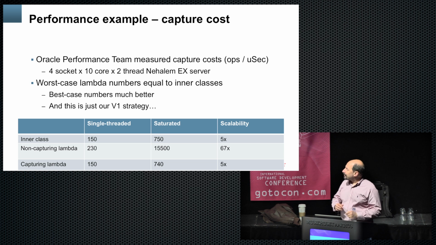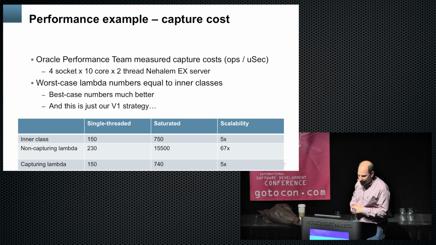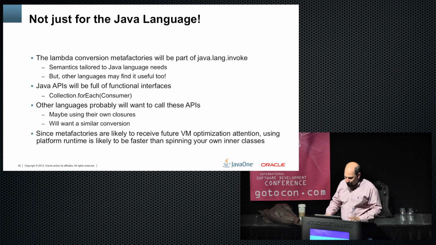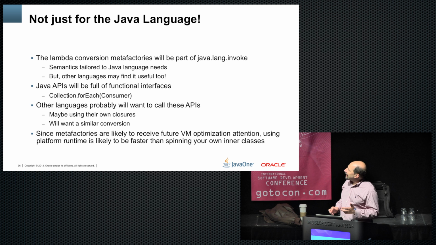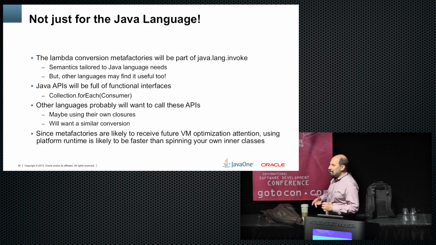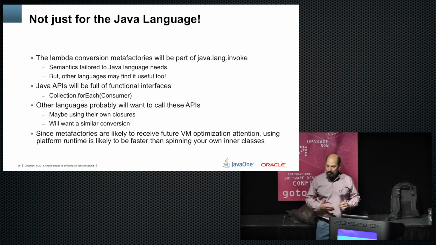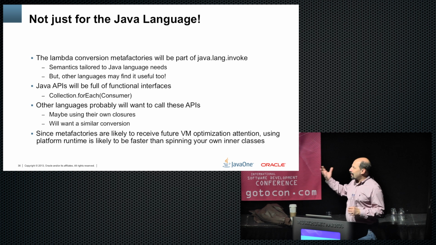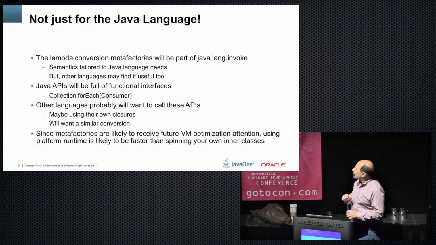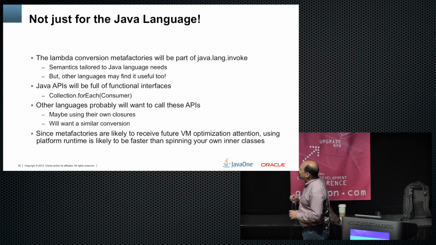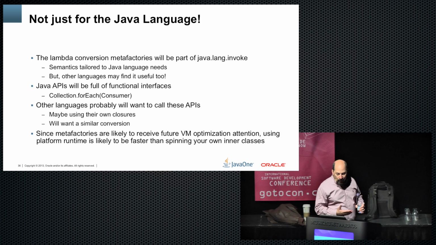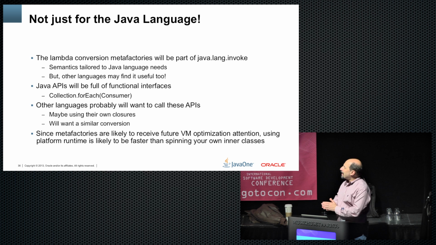Okay, so one of the other cool things about this approach that we've taken is the Lambda conversion metafactories are part of the JDK. So even though the semantics of them are tailored to what the Java language needs, other languages might find this useful also, because other languages that run on the JVM may want to invoke methods on collections and may want to convert their lambdas to the representation of lambda that the collections are expecting. So Java APIs are going to be full of these functional interfaces, like collection.forEach or the removeIf example we've been using. And so other languages may want to call these APIs, and we'll get the benefit of all of the performance improvements that we add to them over time.